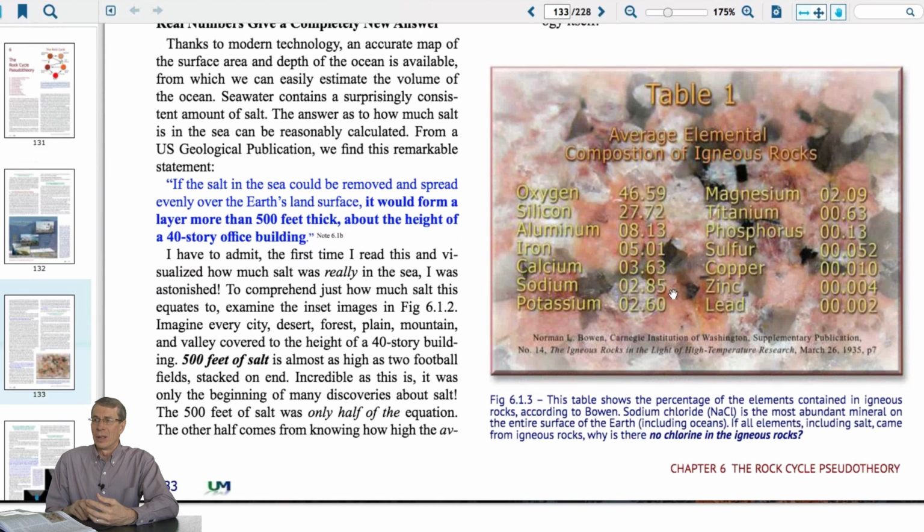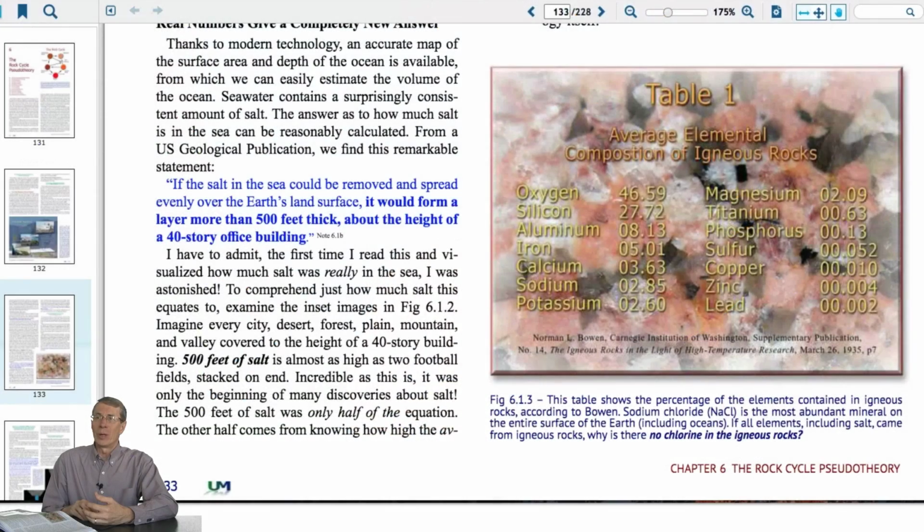There isn't any. And like it says down here at the bottom, the table shows the percentage of the elements contained in the igneous rocks according to Bowen. Sodium chloride is the most abundant mineral on the entire surface of the earth, which includes the oceans. However, if all elements, including salt, came from igneous rocks, why is there no chlorine in the igneous rocks? So this is a very important question that we don't find answered from modern science, but millennial science can explain it.